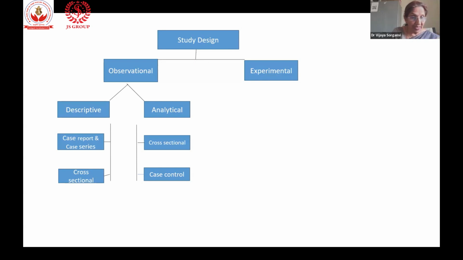The second type of descriptive study is cross-sectional. In a descriptive cross-sectional study, we do a survey, but we will not prove anything. We just observe, or we want to find the incidence or prevalence of a particular disease, or test knowledge, attitude, and practice about some topic. We survey, analyze the results, and prepare the report. That is a descriptive cross-sectional study.